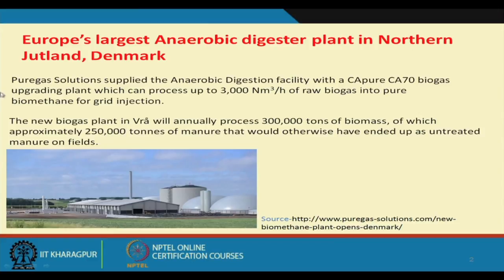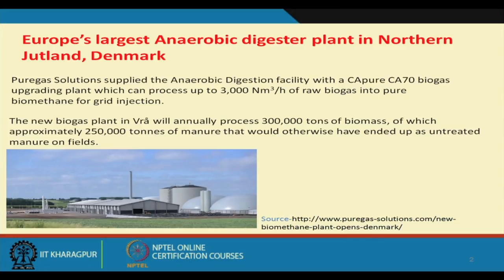Now I shall give you some applications of this process, how different countries are using it successfully. First, let me tell you about the largest European anaerobic digester plant, in northern Jutland in Denmark. They are using 3000 cubic meter per hour. They are producing a huge amount of biogas, and they are using about 250,000 tons of manure. So you can see this plant has been successfully done.